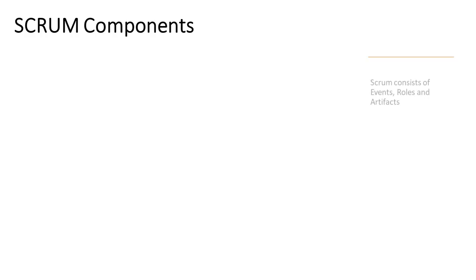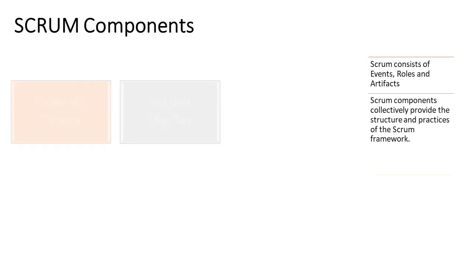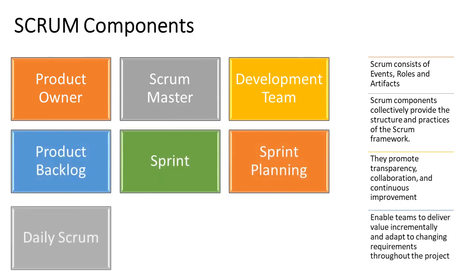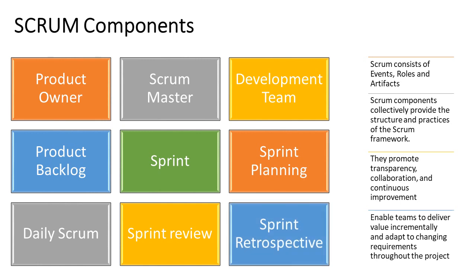The components of Scrum are essential elements that structure and guide the framework, ensuring teams work efficiently and remain focused on delivering value. Scrum consists of roles, events, and artifacts. The primary roles include the product owner, responsible for maximizing product value and setting priorities, the Scrum Master, who facilitates the Scrum processes, removes obstacles, and supports the team, and the development team, which self organizes to complete tasks and deliver increments. Events in Scrum are designed to enhance transparency and foster continuous improvement.